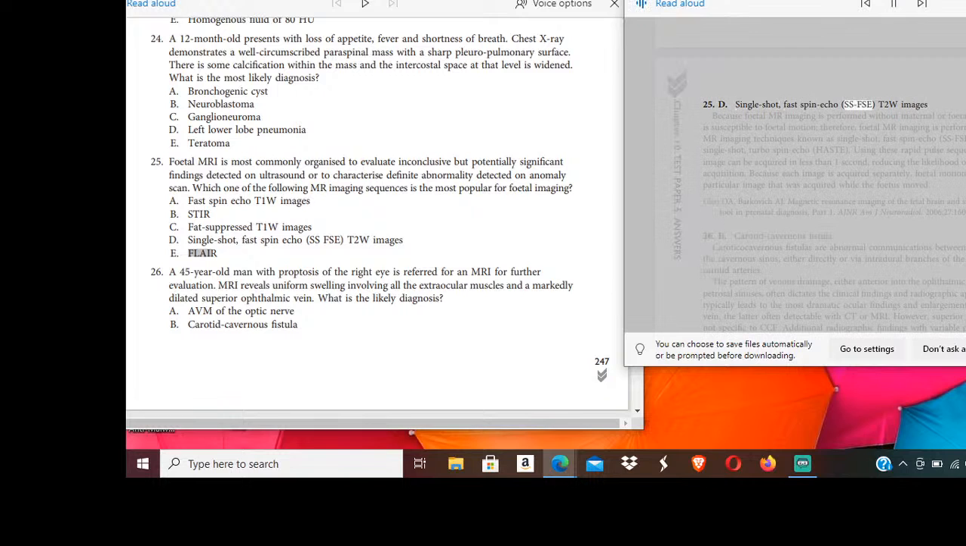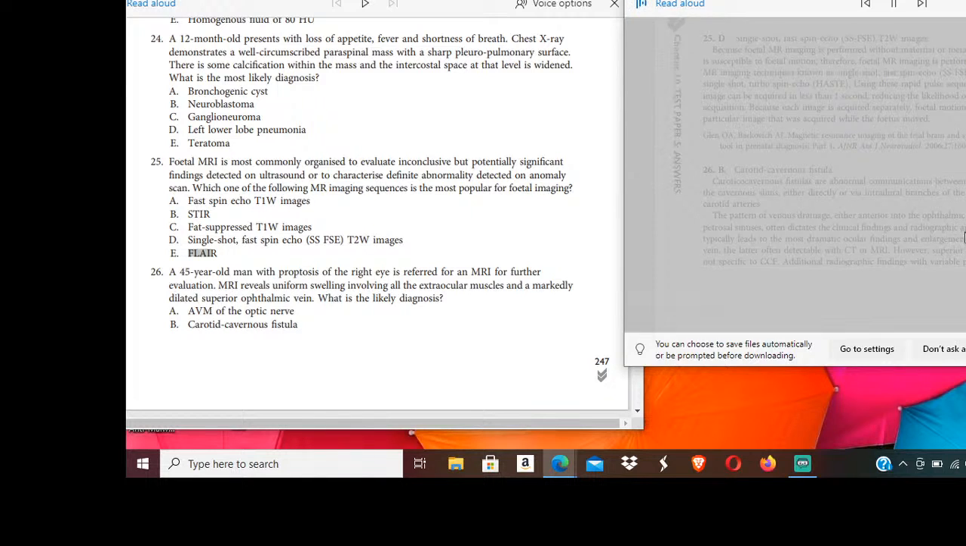Single shot, fast spin echo, SSFSE, T2W images. Because fetal MR imaging is performed without maternal or fetal sedation, image acquisition is susceptible to fetal motion. Therefore, fetal MR imaging is performed primarily using ultrafast MR imaging techniques known as single shot, fast spin echo, SSFSE, or half Fourier acquired single shot turbo spin echo, HASTE. Using these rapid pulse sequences, a single T2 weighted image can be acquired in less than 1 second, reducing the likelihood of fetal motion during image acquisition.